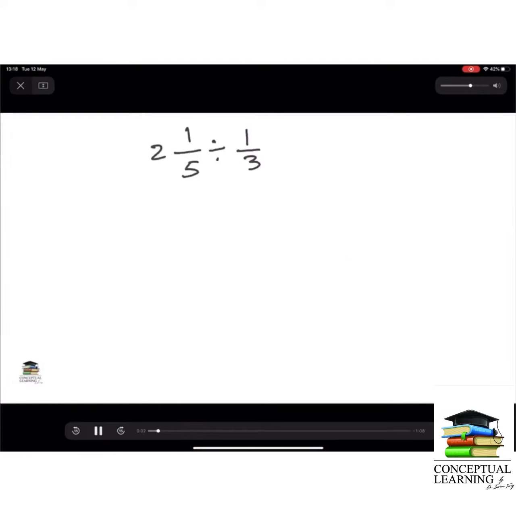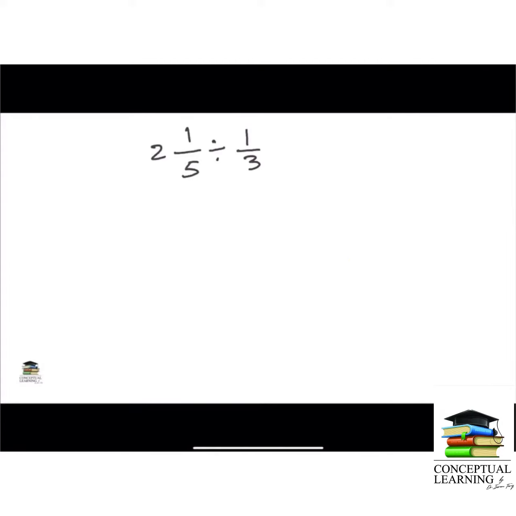Okay, if you have a division fraction question where one is mixed and the other is proper or improper, how can you simplify that? First of all, you have to convert the mixed fraction into an improper fraction. So how can you convert this? You have to do 5 times 2 first. So this will be times and this will be add. 5 times 2 is 10, 10 plus 1 is 11. So this is 11 over 5 divided by 1 over 3.